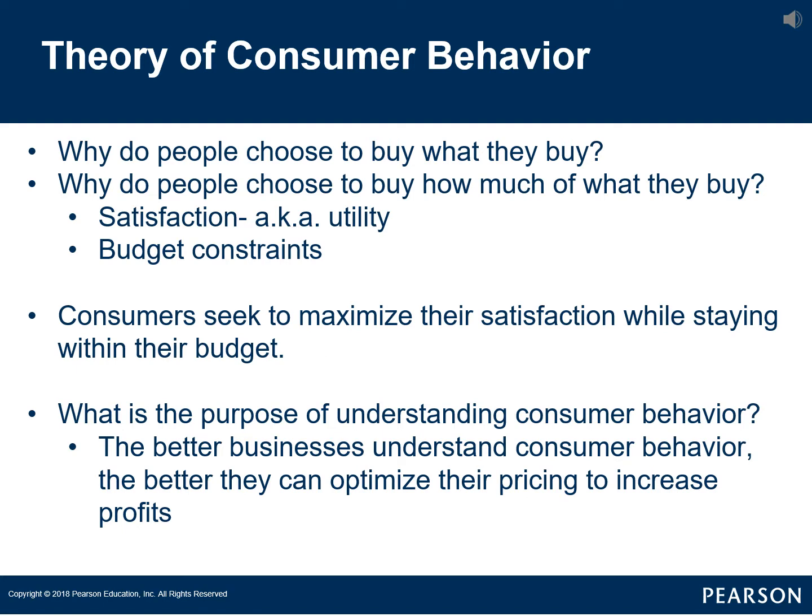These two things are satisfaction, which means how much satisfaction a particular good might provide for a person. So they are going to purchase something if it brings satisfaction to them. In the economic world, we label that satisfaction term as utility. And then also, can they afford the item? Does the item that they want to purchase fall within their budget?